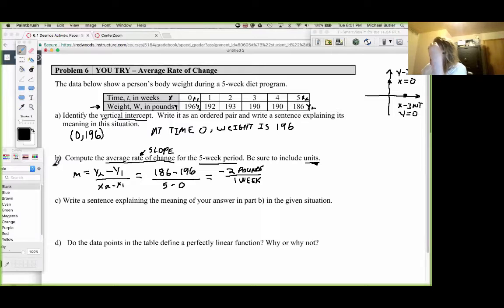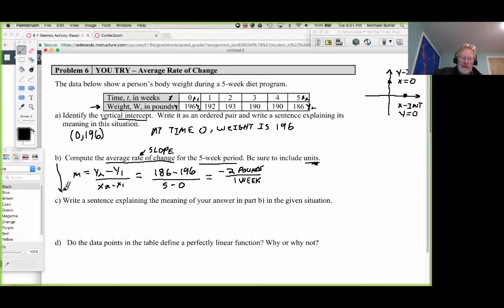I could do that because you just sort of did it. They want you to take down and explain what you just did here in part C. So what does that mean? That means on average they lost 2 pounds per week. Okay, and then this is the perfect linear function.